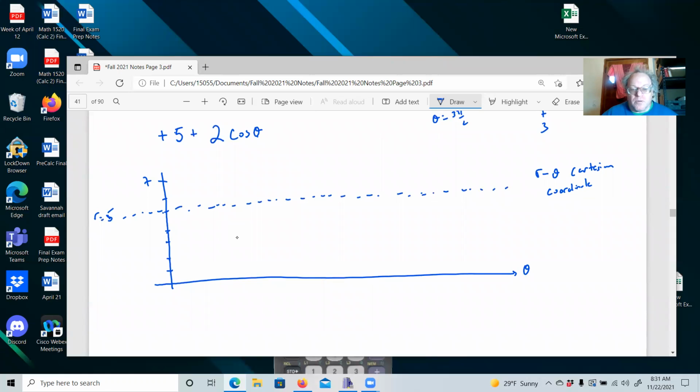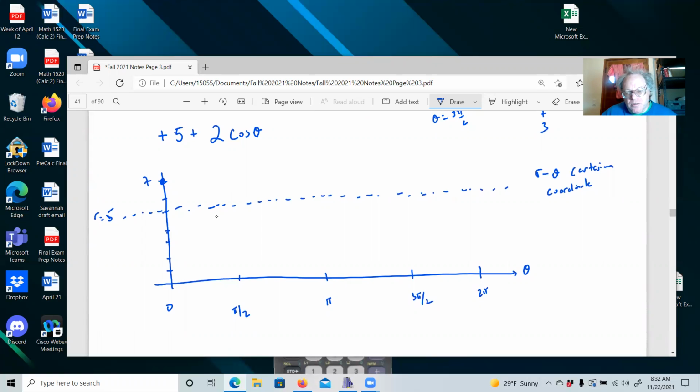All right, so again, we have to graph a cosine here. So here is 2 pi, here is pi, here is pi over 2, and here is 3 pi over 2, right? So graphing this, when theta is equal to 0, cosine is 1, so we have 5 plus 2 would be 7.